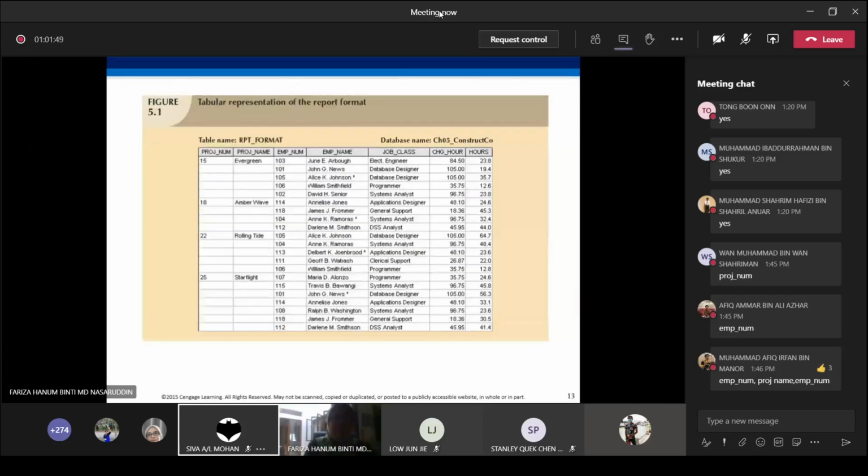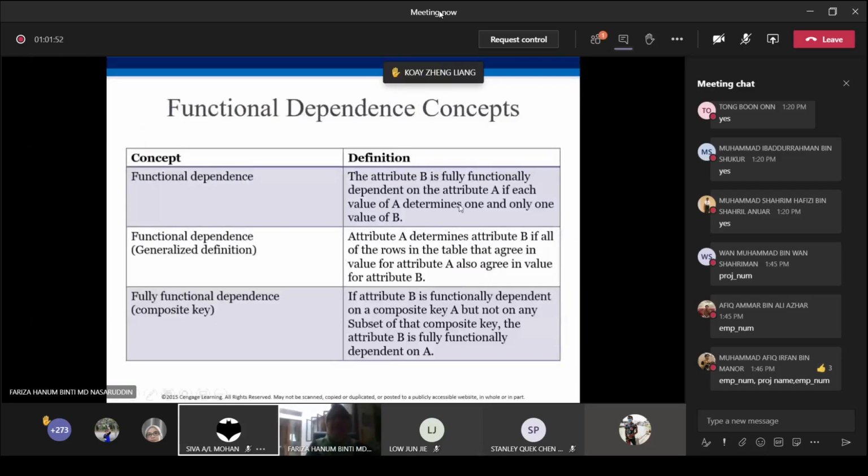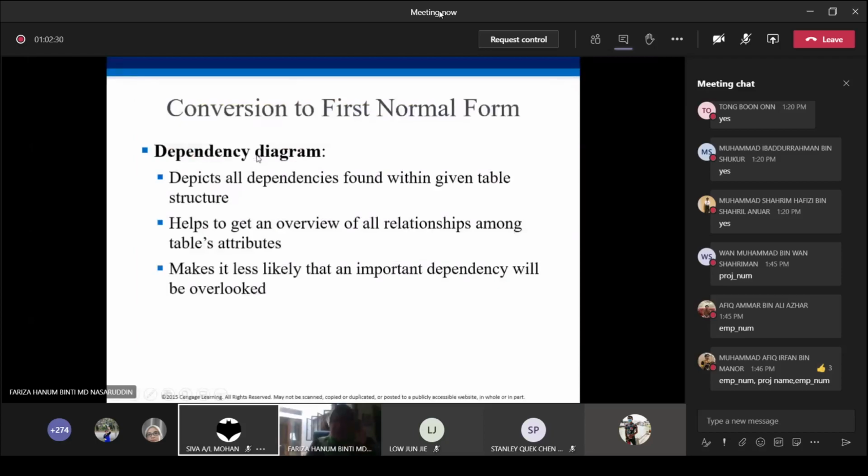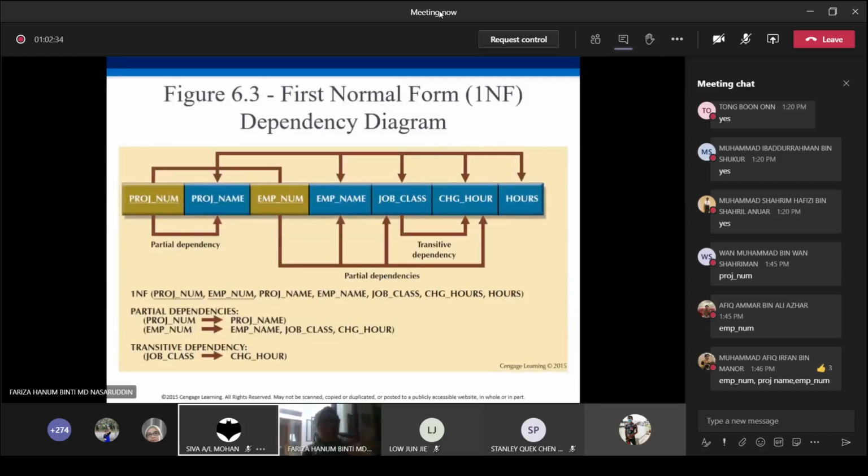If you look at the definition here, functional dependence is each value of A determines one and only one value of B. B is fully functionally dependent on the attribute A, and basically it is always dependent on a key. If B is dependent on attribute A, that means A is the key. So when you ask why we cannot say project name determines project num, it is because project num here is the key. This determines this. But if you put project name as a key, then yes, you can say it the other way. But like I said, project name is not a good choice to become the key. Okay, thank you, madam.